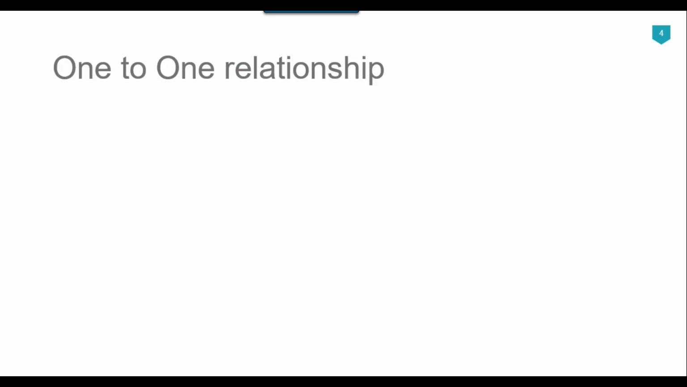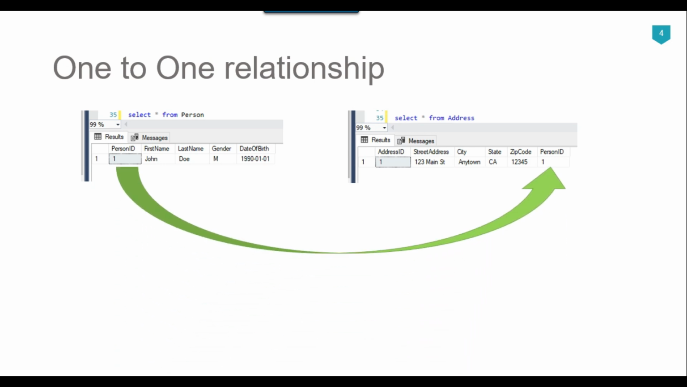But right now I will roughly tell you what is a one-to-one relationship in SQL Server. A one-to-one relationship is a type of relationship between tables in which one record in the first table is associated with one and only one record in the second table, and vice versa. As you can see in this table, we have the person table and the address table. The person ID from the person table is associated with person ID in the address table. So this is a one-to-one relationship.